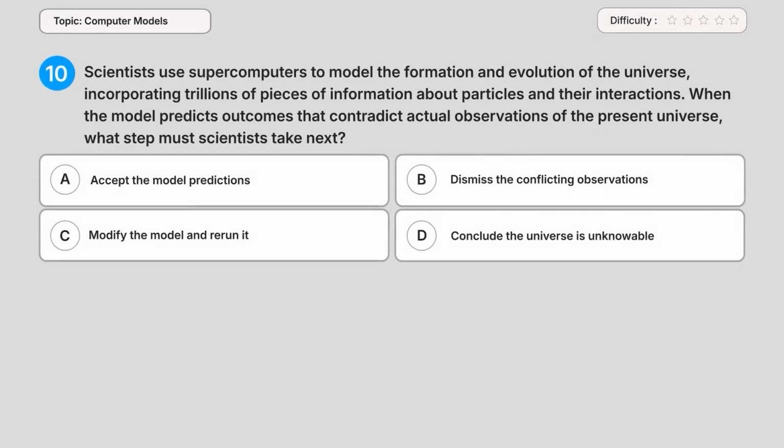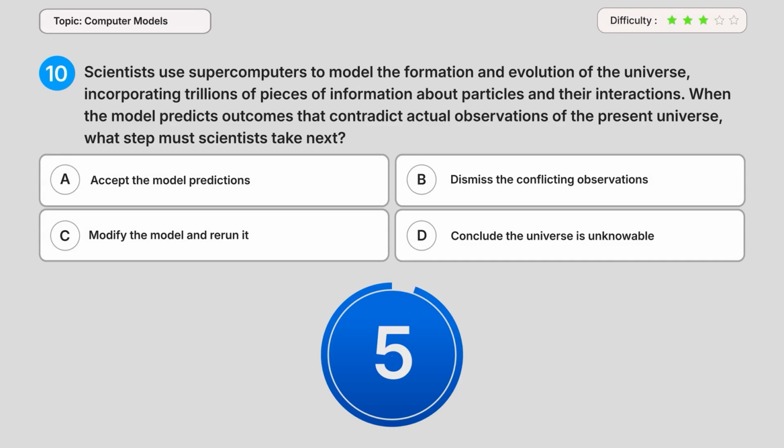10. Scientists use supercomputers to model the formation and evolution of the universe, incorporating trillions of pieces of information about particles and their interactions. When the model predicts outcomes that contradict actual observations of the present universe, what step must scientists take next? A. Accept the model predictions. B. Dismiss the conflicting observations. C. Modify the model and rerun it. D. Conclude the universe is unknowable. Can you guess the answer?